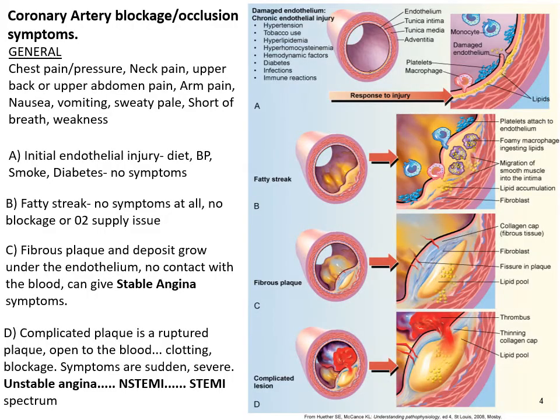So this slide is about coronary artery blockage or occlusion symptoms. So what are the symptoms that someone will present with if one of their coronary arteries has become occluded, or say they have a plaque rupture and suddenly the vessel is either 99% occluded or 100% occluded. There's very little flow going down the coronary artery.